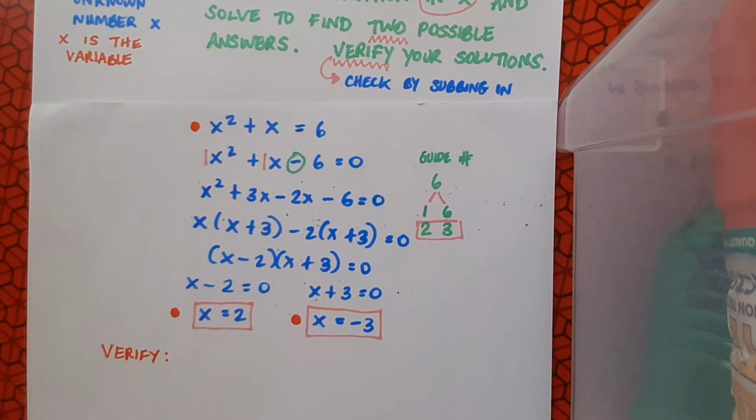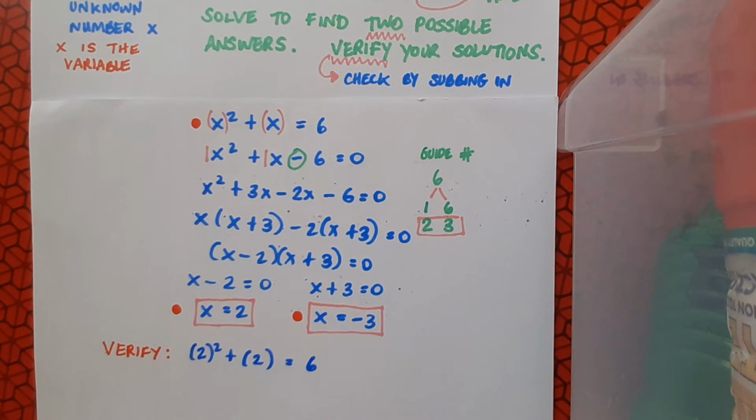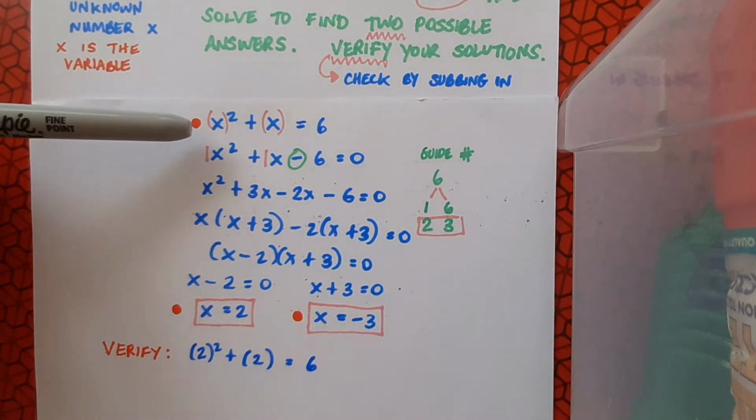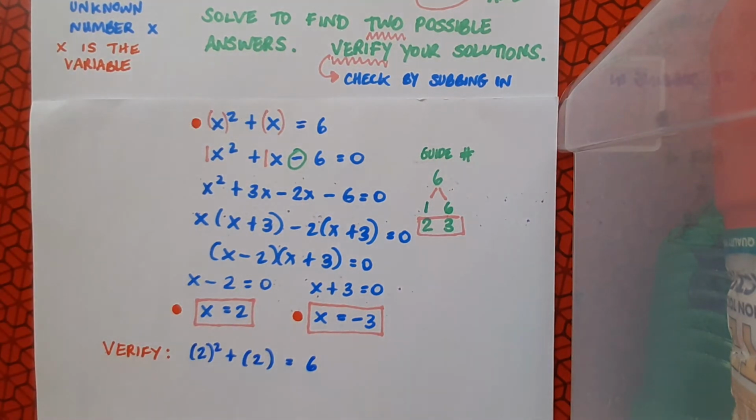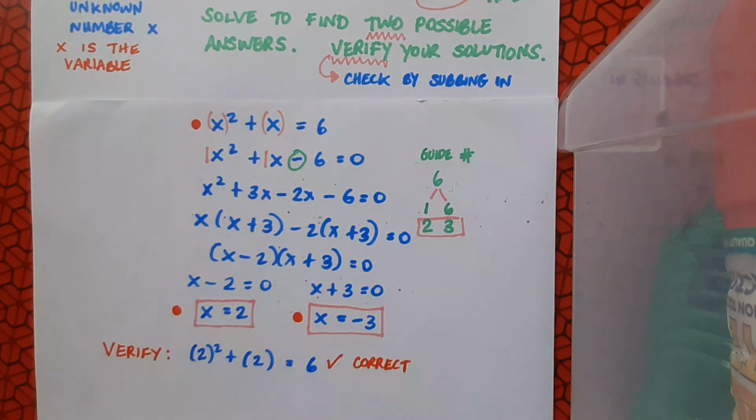So let's start with 2. So I sub 2 in for x in my equation, and I'm putting brackets around the 2 each time I sub it in. And then I go to my calculator and I type in the left-hand side and I see, does it come out like it's supposed to as 6? And when I type in 2 squared plus 2, I do get 6 on the calculator screen. So 2 works out fine, correct.